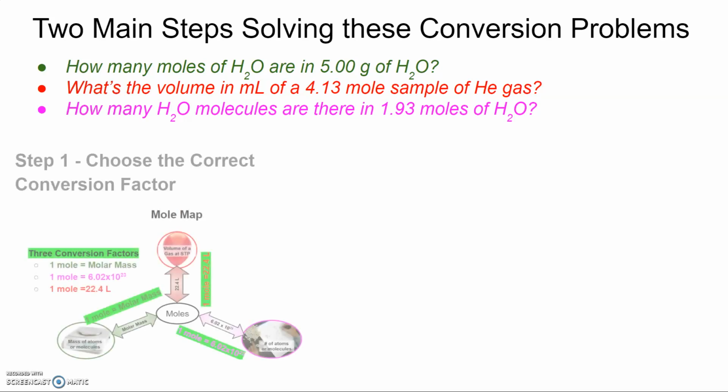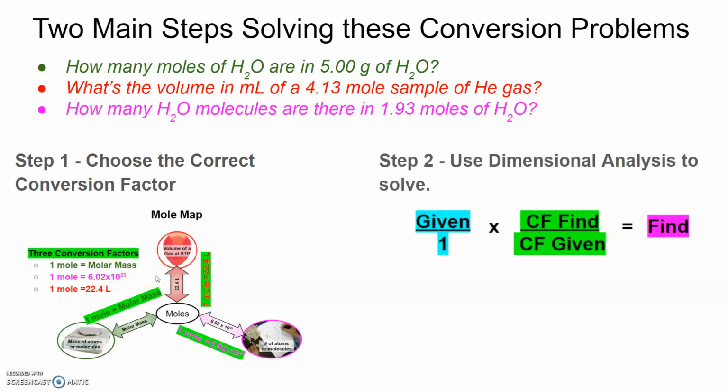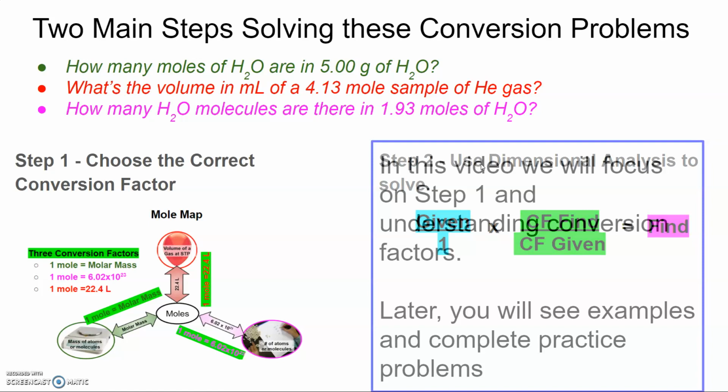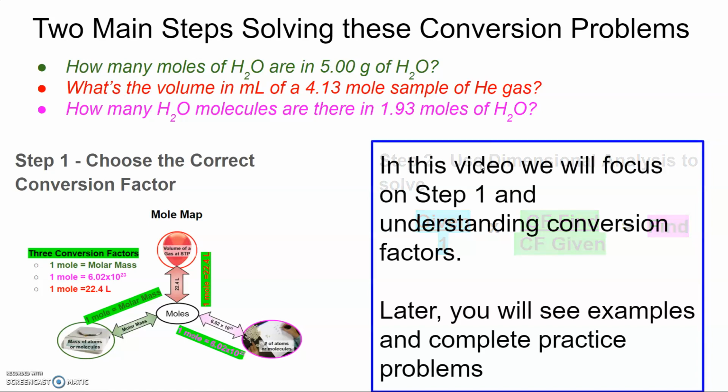For these types of problems, the two main steps are, first, to choose the correct conversion factor. And these are the 3 conversion factors that we have to choose from. The second step is to use dimensional analysis to solve the problem. In this video, we're going to focus really on step 1 and understanding the conversion factors, and then later you will see examples and complete practice problems using both steps.